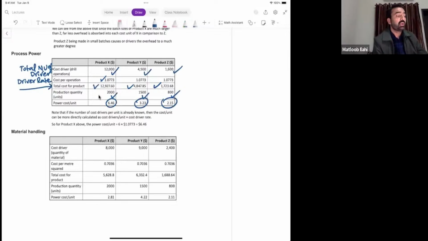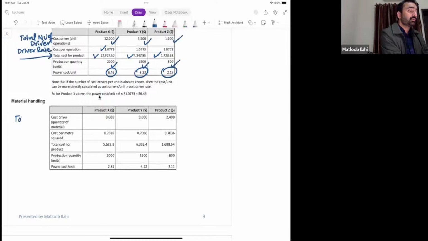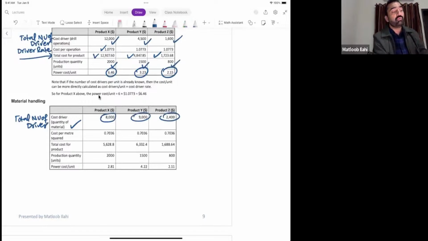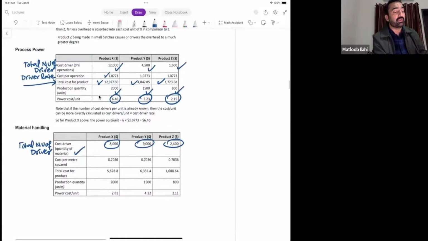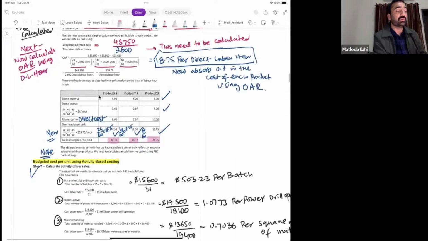Similarly, the material handling cost. First of all, the total number of drivers, that is the quantity of material: 8,000, 9,000, 2,400. We have done this already. We have already done all these calculations. This one.